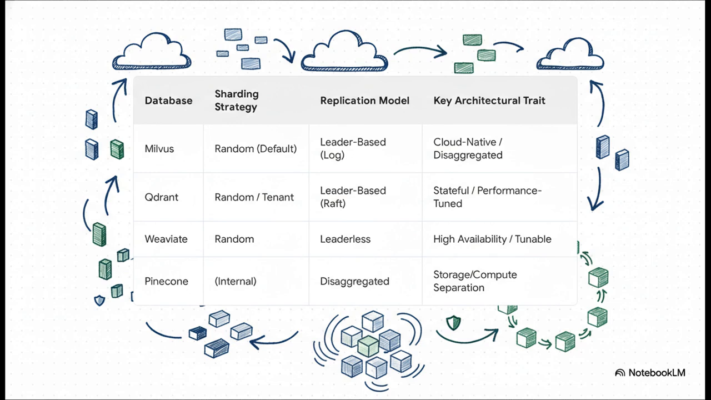There is no single best way to build one of these things. Each platform makes a different set of trade-offs. You see Milvus and Pinecone are betting on these flexible cloud-native designs. Qdrant is all about raw performance, and Weaviate is focused on being available no matter what. The right choice is all about what your specific application needs.